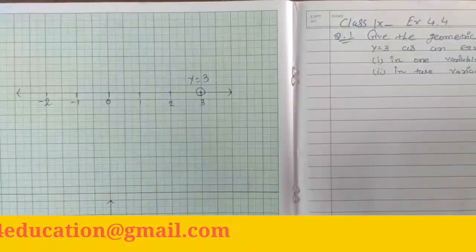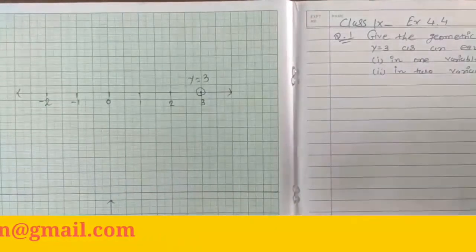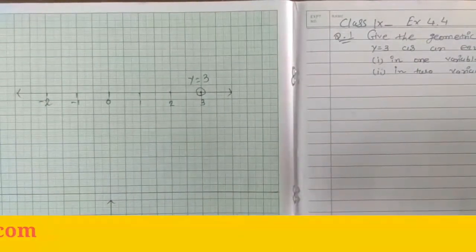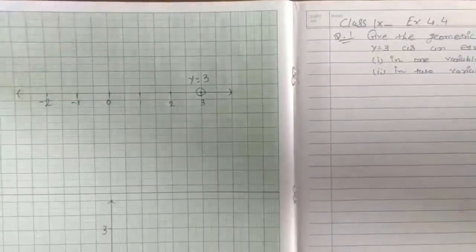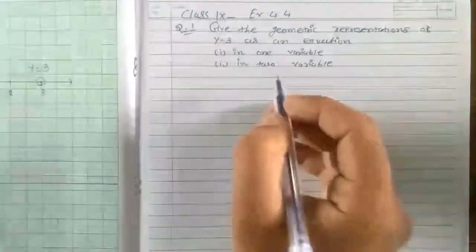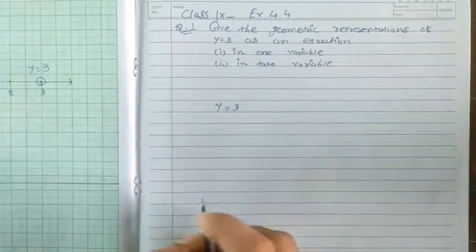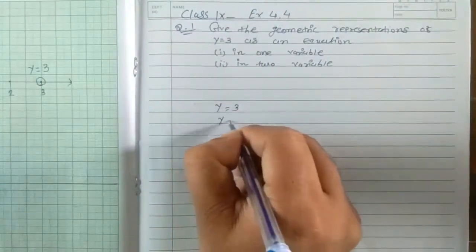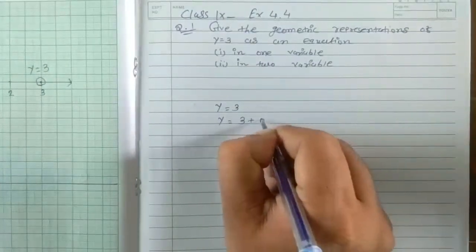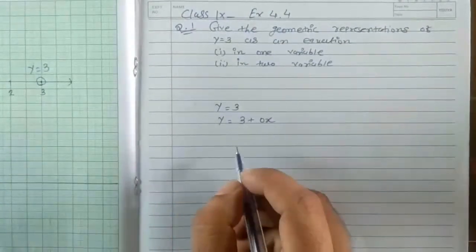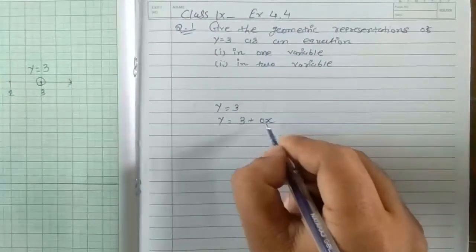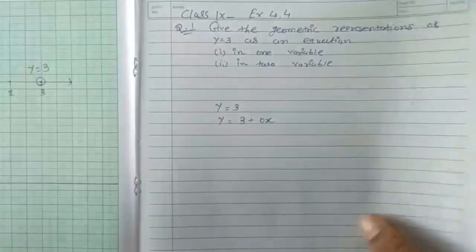Now in the second part we need to show this in two variables. We know that if we have only one coordinate here, y equal to 3, we can write y equal to 3 plus 0x. So we can represent this on our graph.